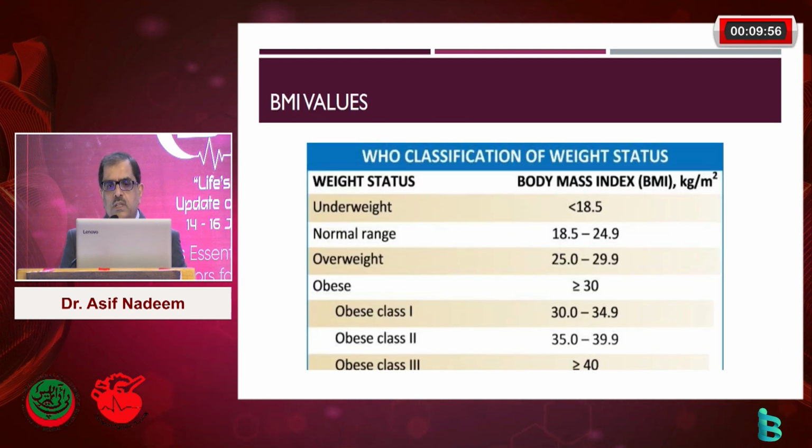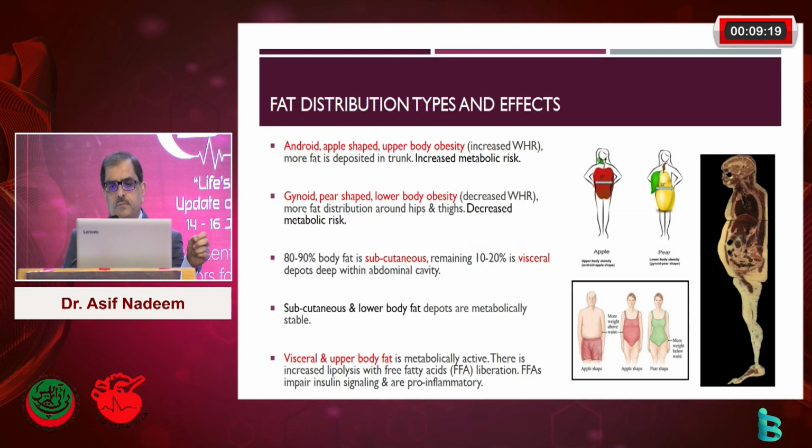This is the WHO classification of weight status, and this is very simple and easy. We can calculate our BMI on our smartphones in less than 2 minutes. Underweight is less than 18.5. Normal range is 18.5 to 24.9. Overweight is 25 to 29.9. So we all should know our BMI. For example, my BMI at present is 28, so I am in the category of overweight. Obese is more than 30: grade 1, grade 2, and grade 3.